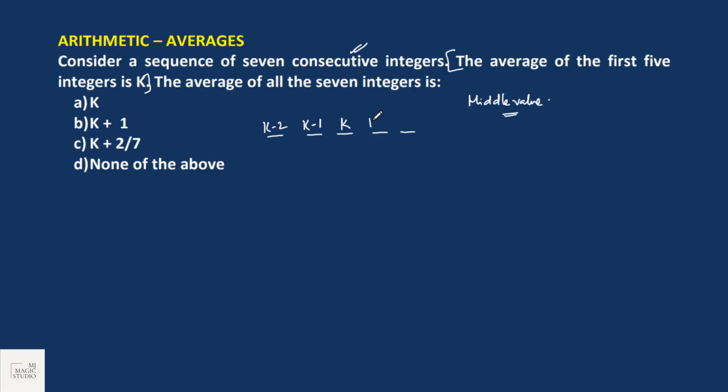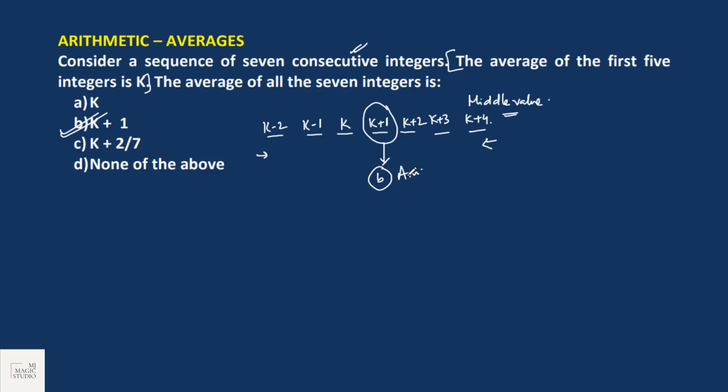This is k minus 2. Next will be k plus 1, k plus 2. These are the first 5 integers. 6th and 7th integers would be k plus 3 and k plus 4. Now the average of the 7 integers, since it is 7, which is an odd number, 7 plus 1 by 2 is 4th, from left 4th number or from the right 4th number is k plus 1. Average of the 7 integers would be k plus 1, that is in option B.